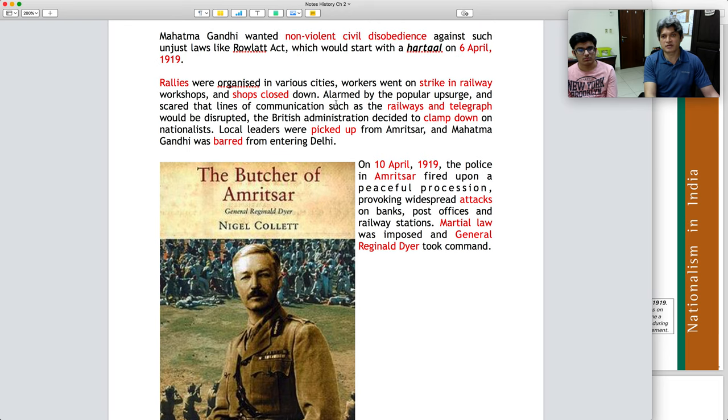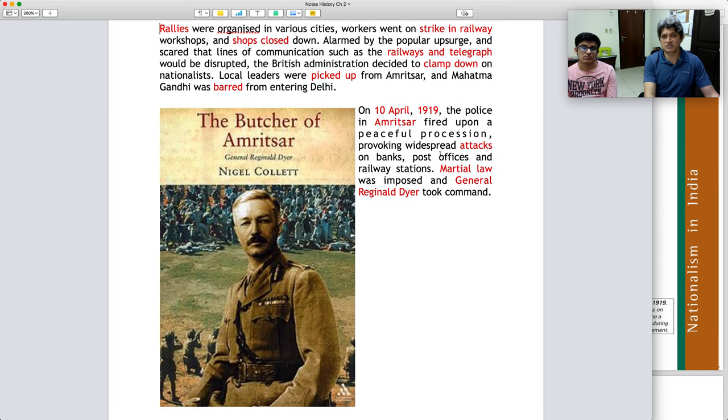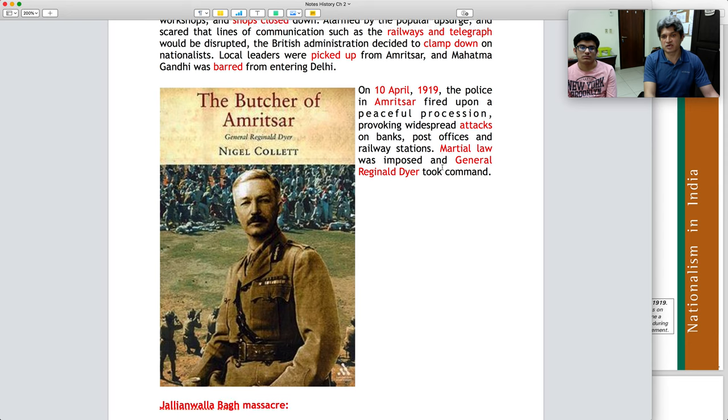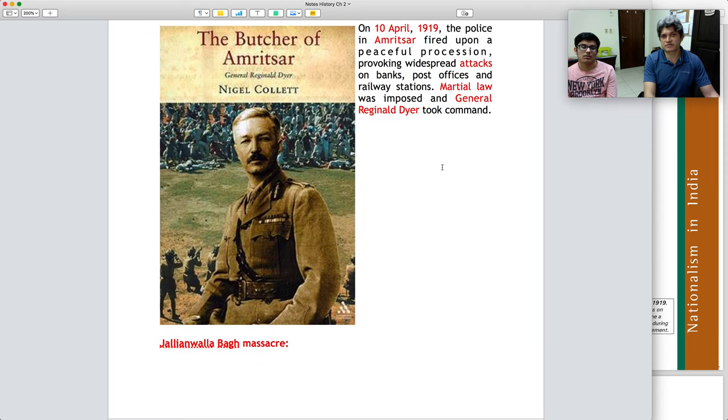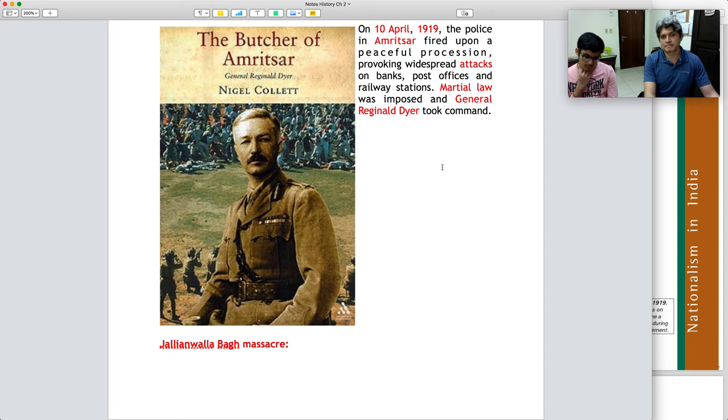So the hartal happened on 6th April 1919. Four days later, on 10th April, the police in Amritsar fired upon a peaceful procession, provoking widespread attacks on banks, post offices, and railway stations. Martial law was imposed, and General Reginald Dyer took command. Because martial law was imposed, shoot at sight orders are there. If anyone steps out for any procession or protest, he will be shot at. People are not allowed to gather in places.